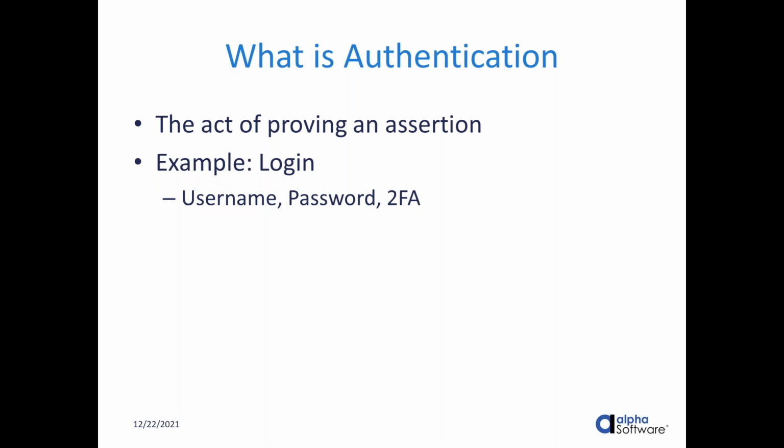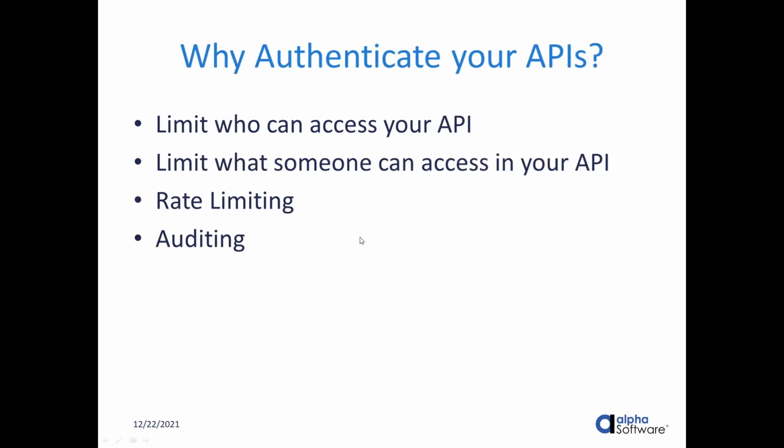So with APIs, there's a lot of ways, but we should talk about why you want to do that. So I'll back it up a bit. Why would you want to authenticate your API? The first one might be pretty obvious, is just to limit who can access it. If you put an API out there that's public and you don't restrict who's making calls to it, you're opening yourself up to any volume of calls.